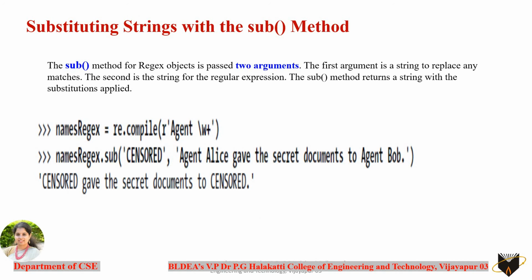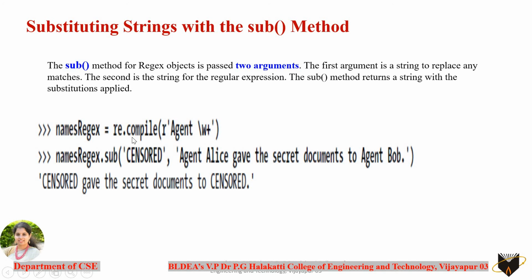So coming to the next method, which is the substitute method, where you want to match a particular pattern and replace that pattern with a new value. For doing that, you are going to use the sub method of the regular expression, and it is going to take two arguments. The first argument is the string to replace the matches, and the second is the string for the regular expression. So the first argument is the replacement value that you want to replace with, and the second argument is the input string.